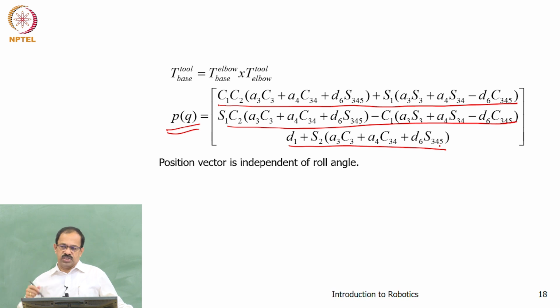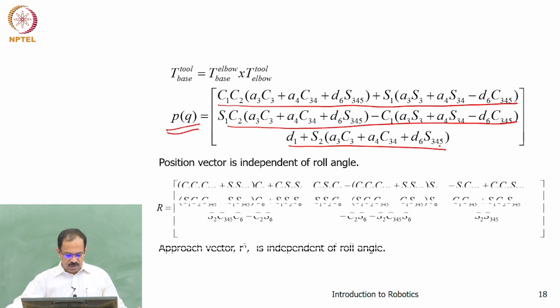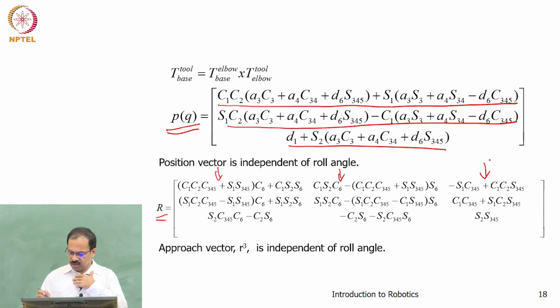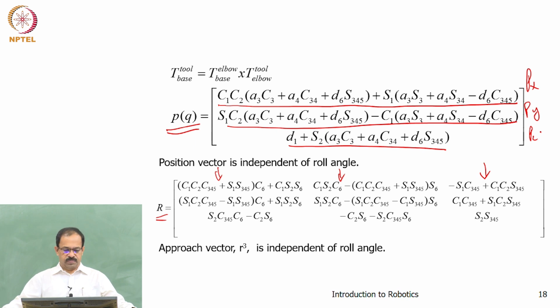This is what you get in the last column of the 4 by 4 matrix, and the other three columns are the orientation; the R matrix will be this. So I have given it separately. This is your normal vector, this is the sliding vector, and this is the approach vector. And this is the Px of the tool with respect to the base frame, Py of the tool with respect to the base frame, and Pz of the tool with respect to the base frame.